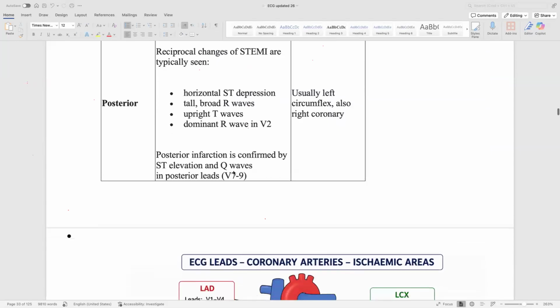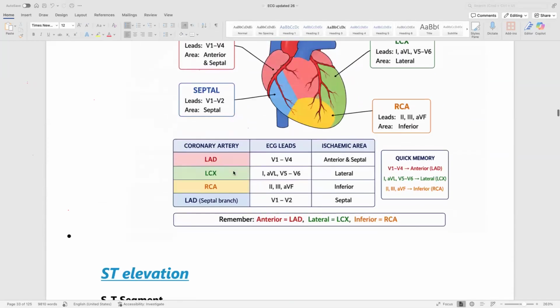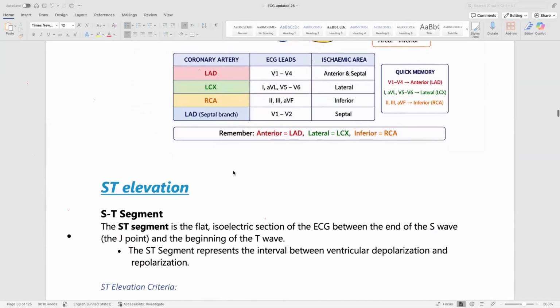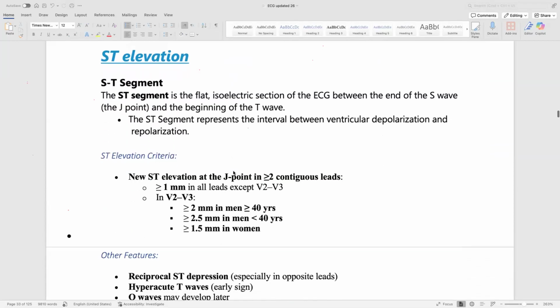Okay, we will stop here. Ischemia we already discussed: ST elevation and ST depression. We discussed it in the ischemic chest pain session. Any question?